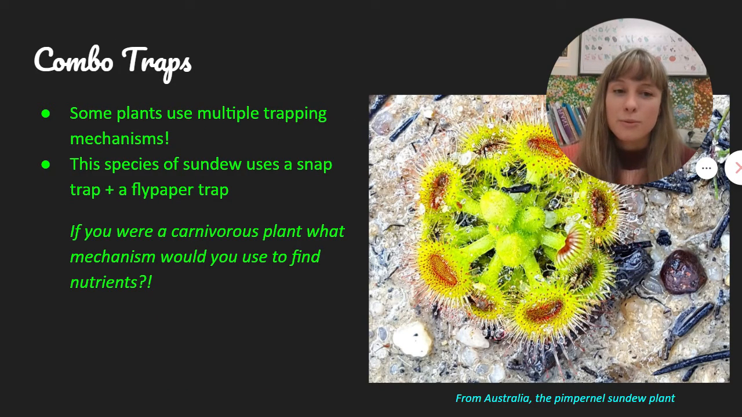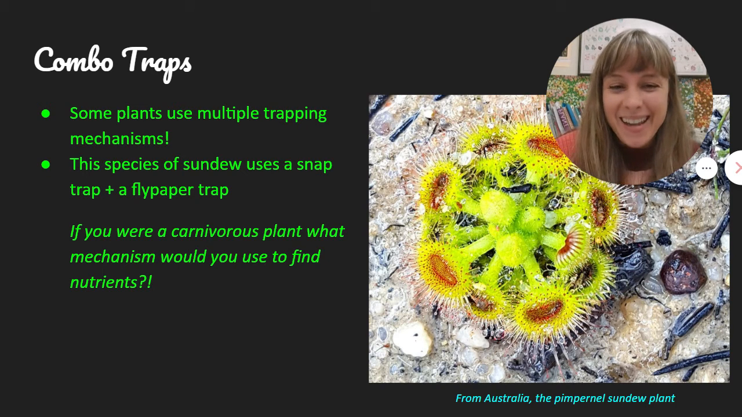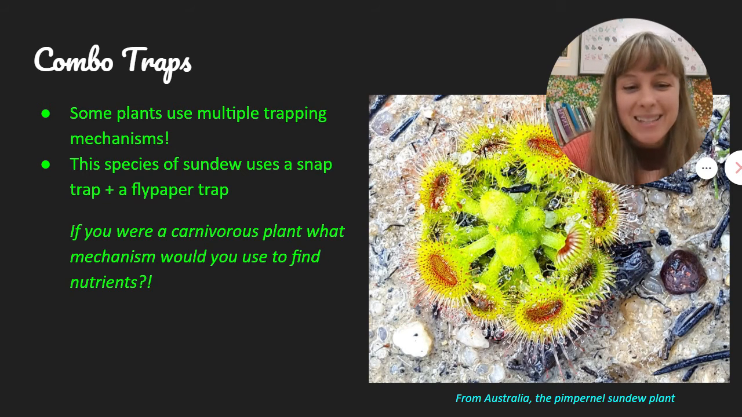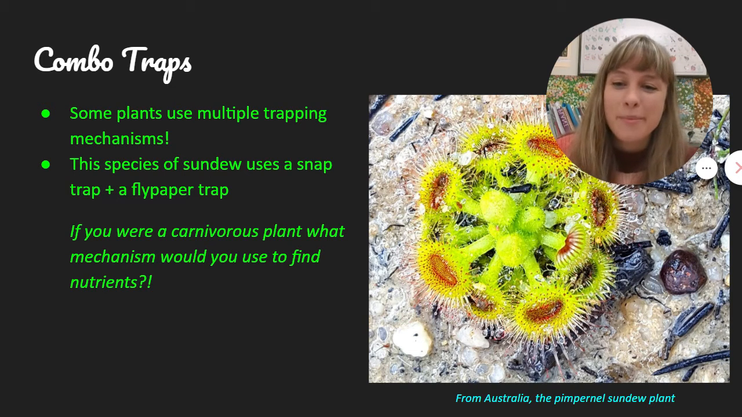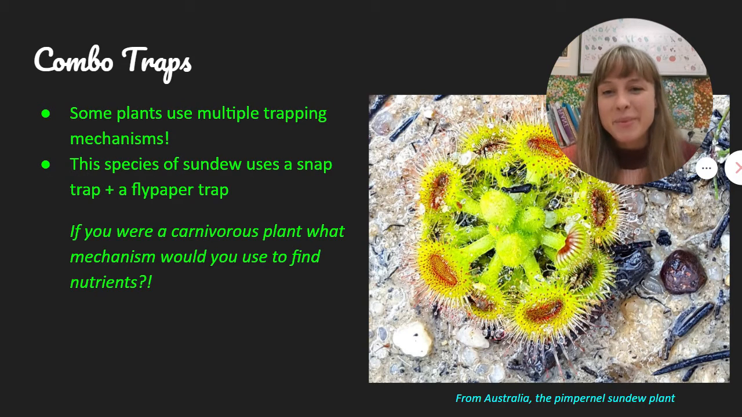So there are some plants that use a variety of ways to catch their prey, such as the pimpernel sundew plant, which uses a snap trap and a flypaper trap. So if you were a carnivorous plant, what mechanism would you use to find nutrients? I'm curious. Let me know.